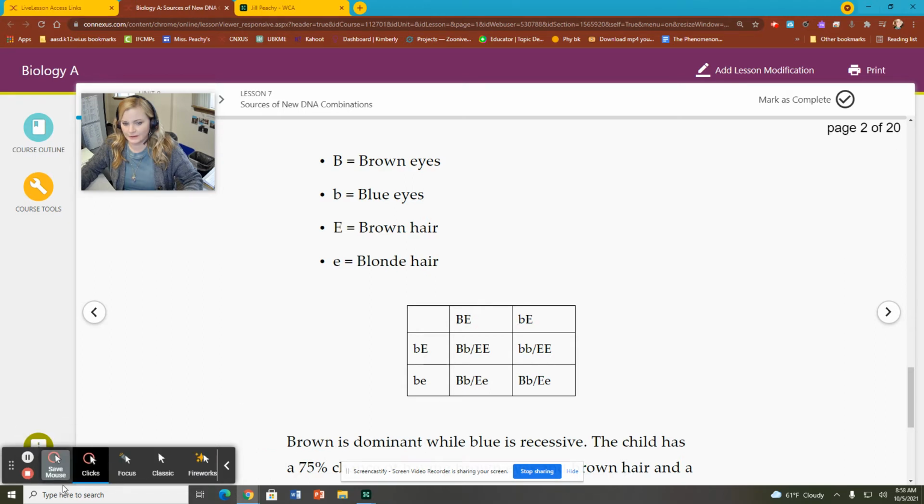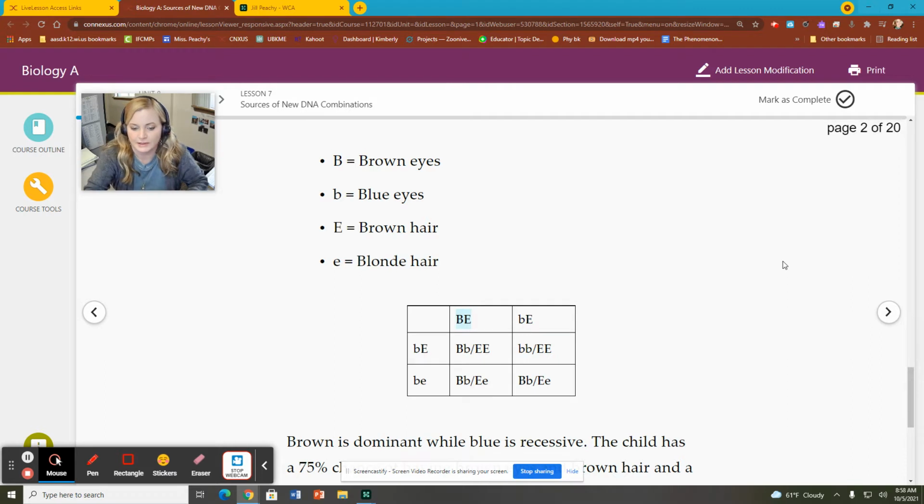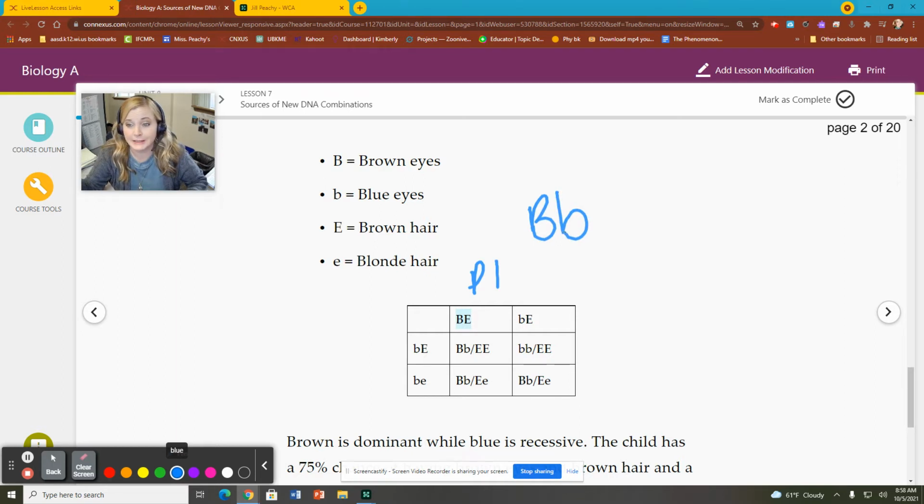The one parent here has a brown-eyed allele with the big B and a blue-eyed allele with the little b right here. So this parent with big B, little b is what we would call heterozygous. Parent number 1 is big B, little b. That's heterozygous, meaning that they have brown eyes, but they are still carriers of the blue-eyed allele. So we know this person has brown eyes, but they're carriers for blue.